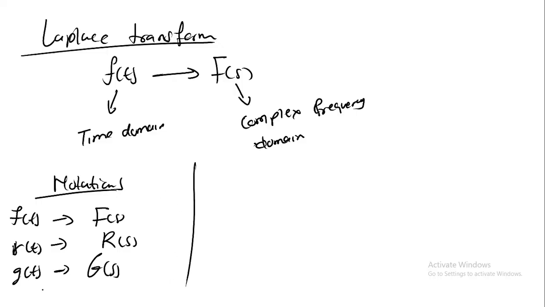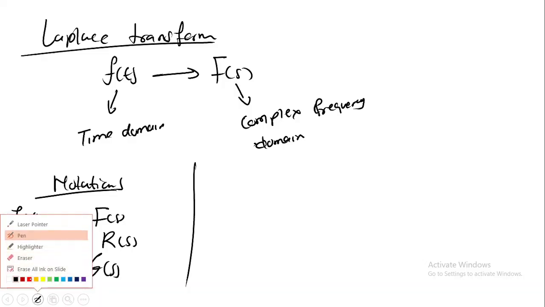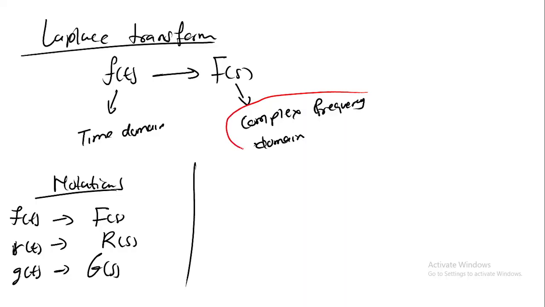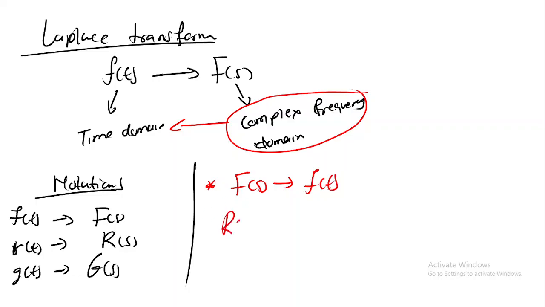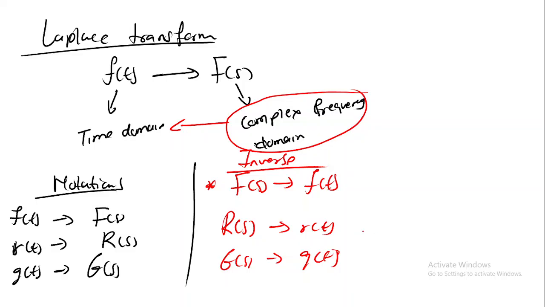Even the inverse is true. With the inverse, you are moving from your complex frequency domain to your time domain. This implies that you are moving from f of s, which is your complex frequency domain, to your time domain, so you're going to have your f of t. If you're given r of s and you're required to determine the inverse, you'll have r of t. And for g of s, you'll have g of t. So now that we have this information, we can easily try to solve the following problem.